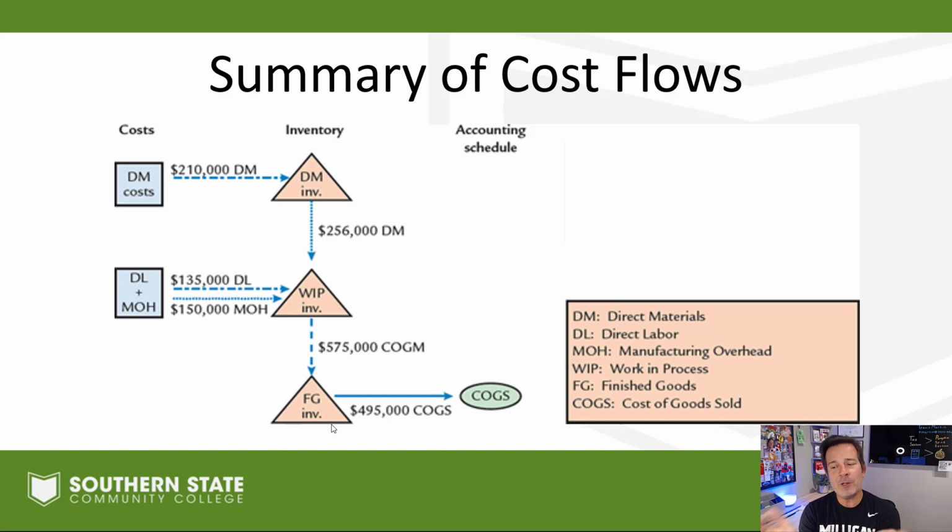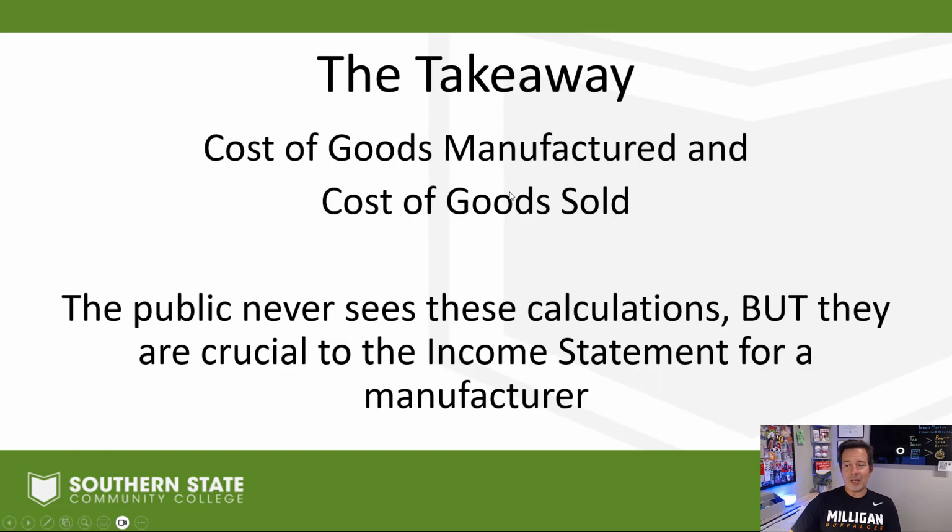So if you look at a manufacturer, if you pull up the financial statements for Ford, General Motors, John Deere, Caterpillar, Procter & Gamble, whoever you want to think of that manufactures a product. Normally, if you look at the balance sheet, you'll just see one line that says inventory. But if you dig in those notes to the financial statement, you'll see that breakdown of material, work in process, and finished goods inventory. The takeaway: cost of goods manufactured and cost of goods sold.